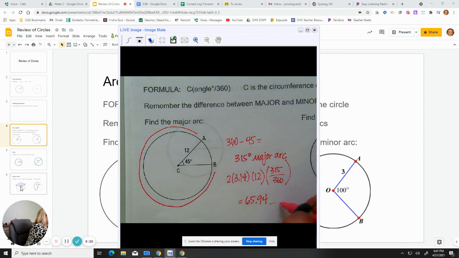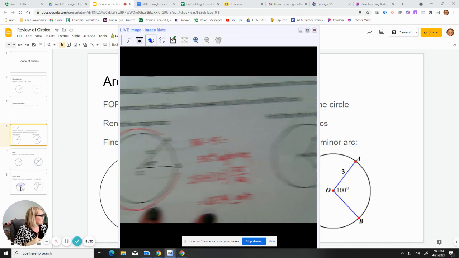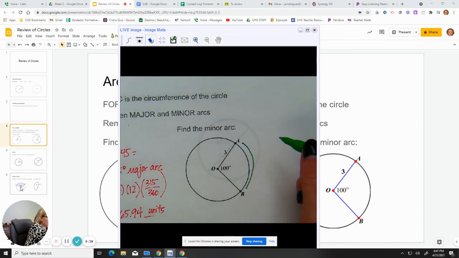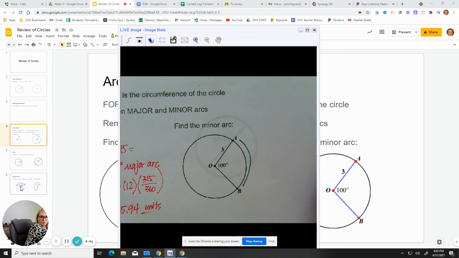65.94. This one doesn't need units. I mean, I guess technically you could say units, but because it doesn't have a measure, you don't necessarily need one, okay? So then the second one is talking about the minor arc. And the minor arc in this case is going to be this part right here, the smaller part of it. So it's already given to us at 100.